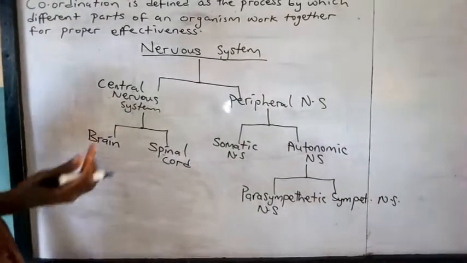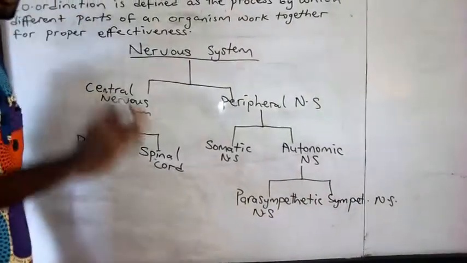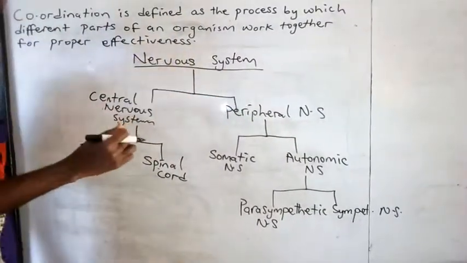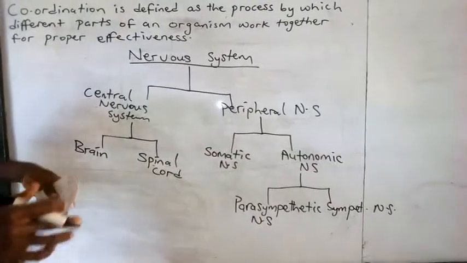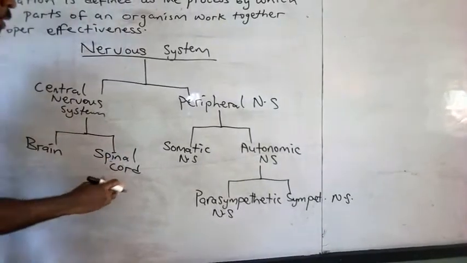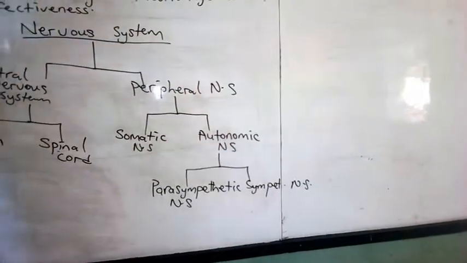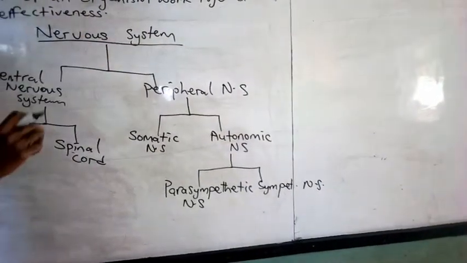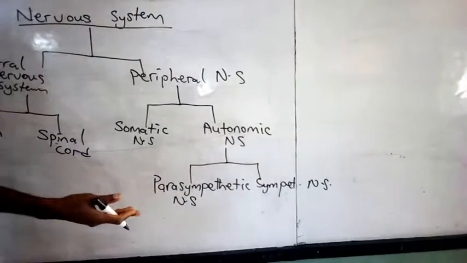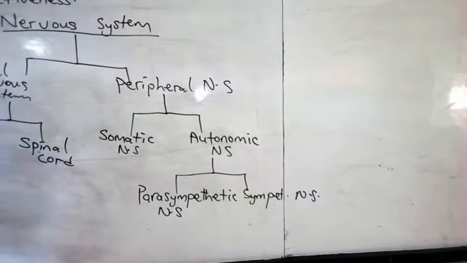I'm going to start all over again. The nervous system is the umbrella of coordination. It is divided into two major groups, where we have the central nervous system and we have the peripheral nervous system. I said that the central nervous system is divided into two very vital organs. We have the brain and the spinal cord, while the peripheral has the somatic and autonomic nervous system. This autonomic nervous system is further split into two, where we have the parasympathetic nervous system and the sympathetic nervous system. Now let's take them one after the other.